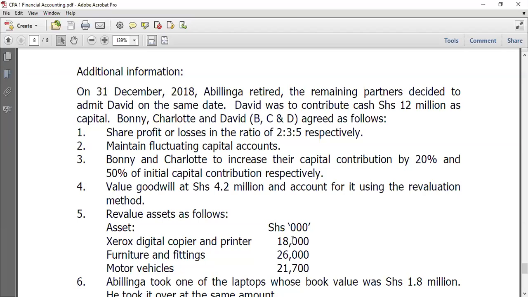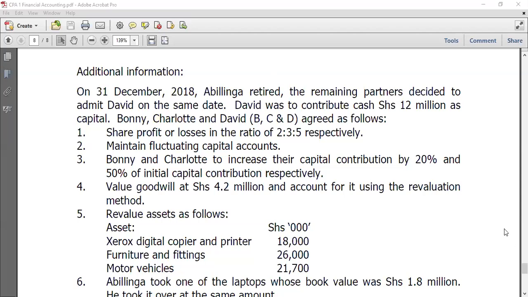And if an asset is losing value, it means that we are going to credit the asset, because when assets are decreasing, we credit them, and we shall debit the revaluation account. So at the end of the account, you have to determine basically the loss or profit on revaluation.